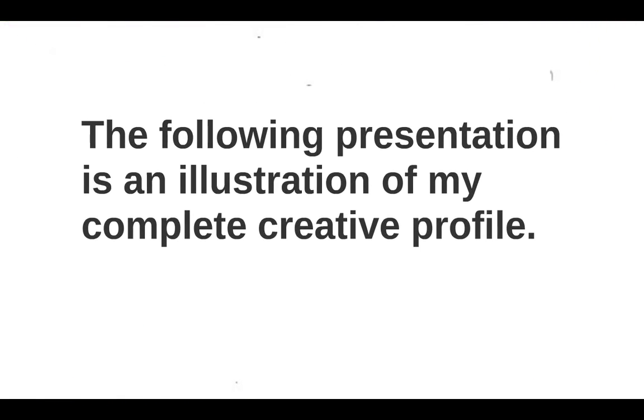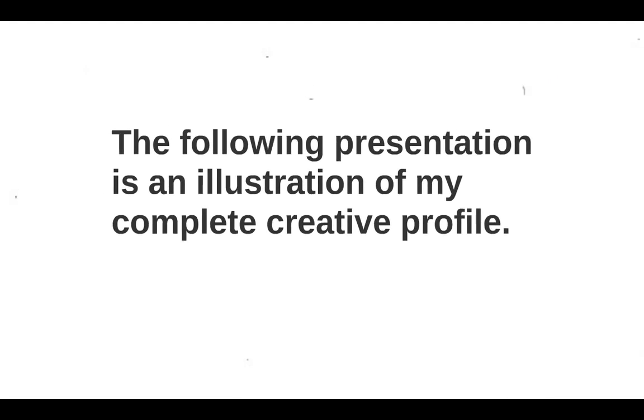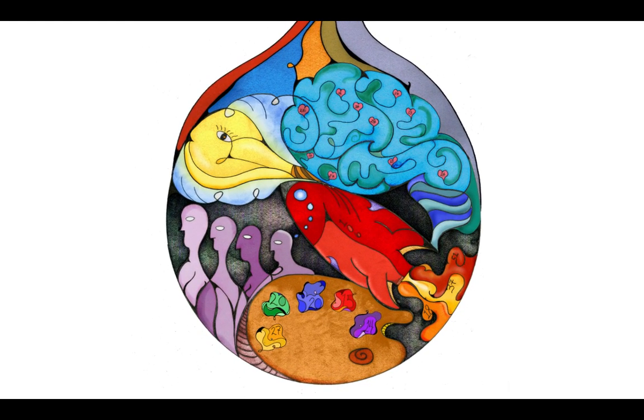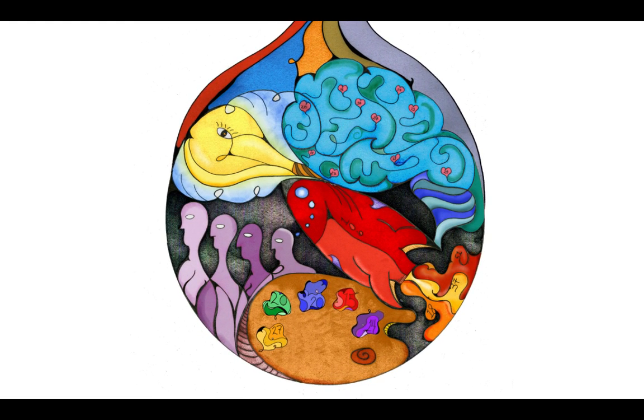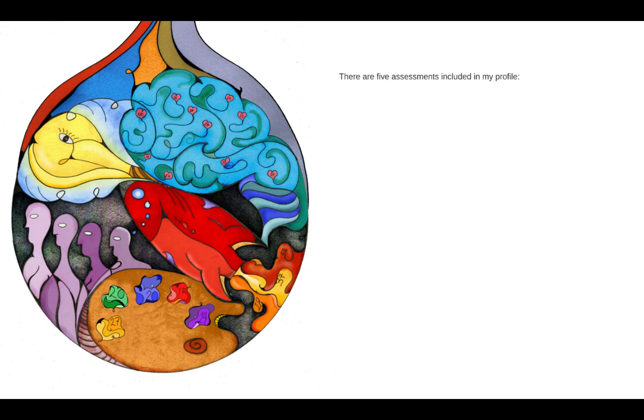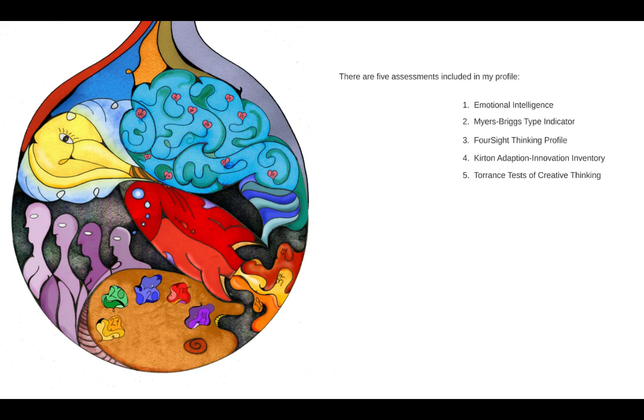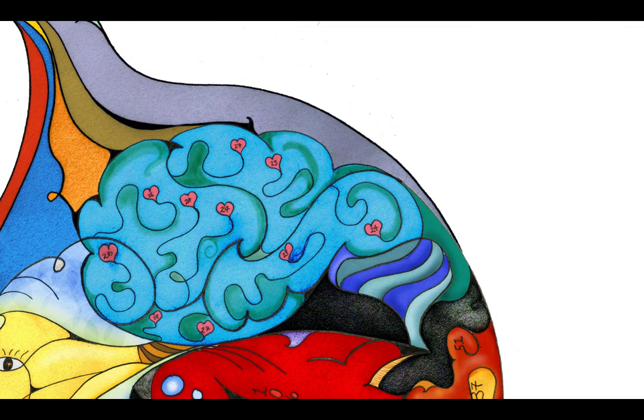The following presentation is an illustration of my complete creative profile. There are 5 assessments included in my profile: emotional intelligence, Myers-Briggs Type Indicator, Foresight Thinking Profile, Curtin Adaptation Innovation Inventory, and the Torrance Tests of Creative Thinking. Let's start with emotional intelligence.